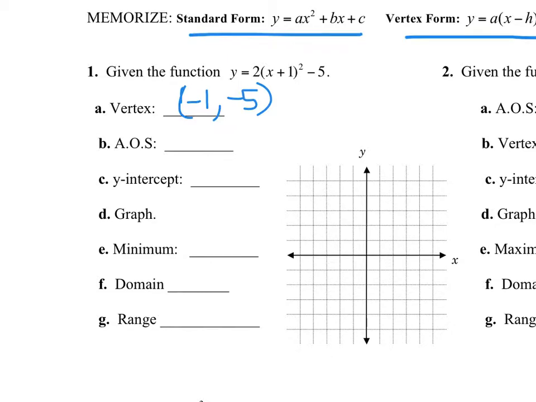The axis of symmetry. Make sure you write x equals. The axis of symmetry is a vertical line, and all vertical lines are x equals a number. And what number is that? X equals -1. It's always the same number as the vertex.